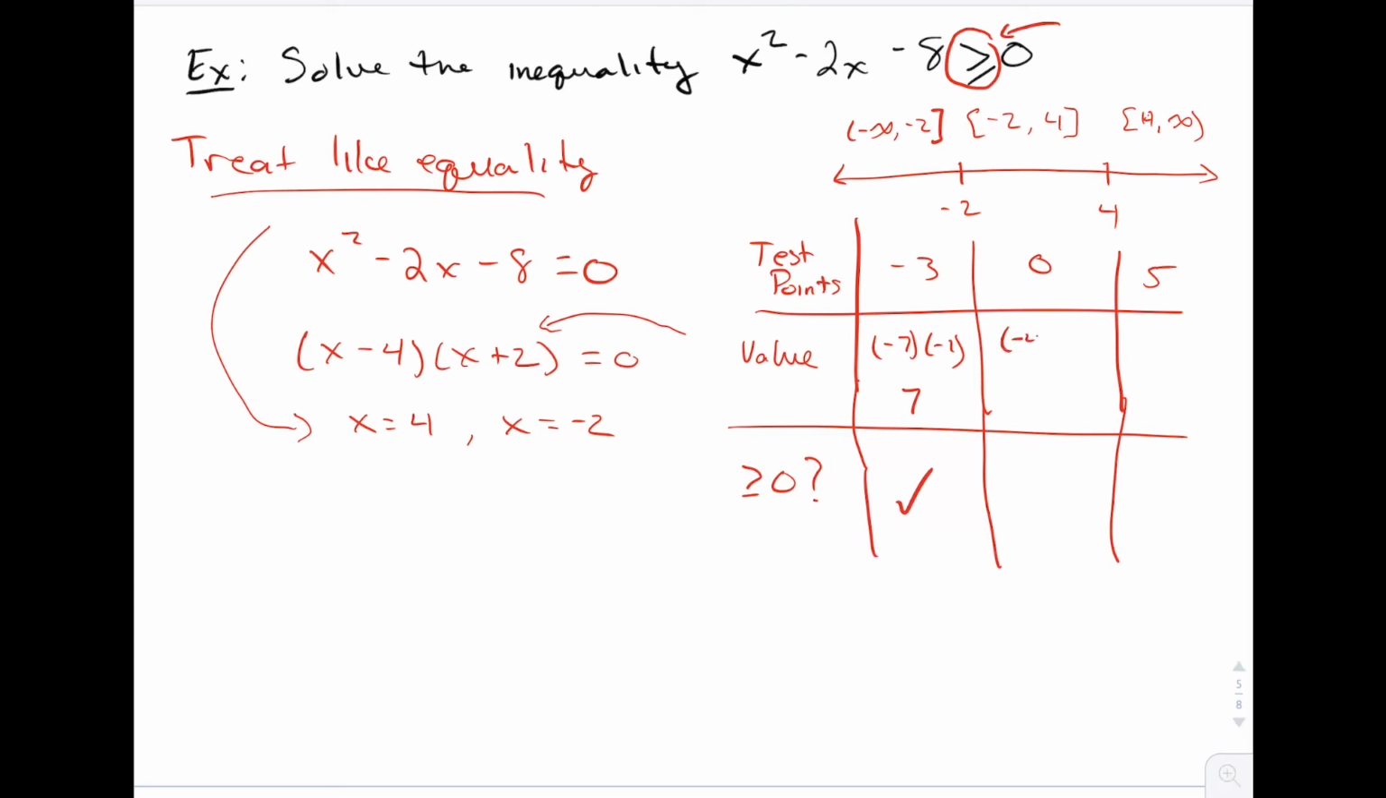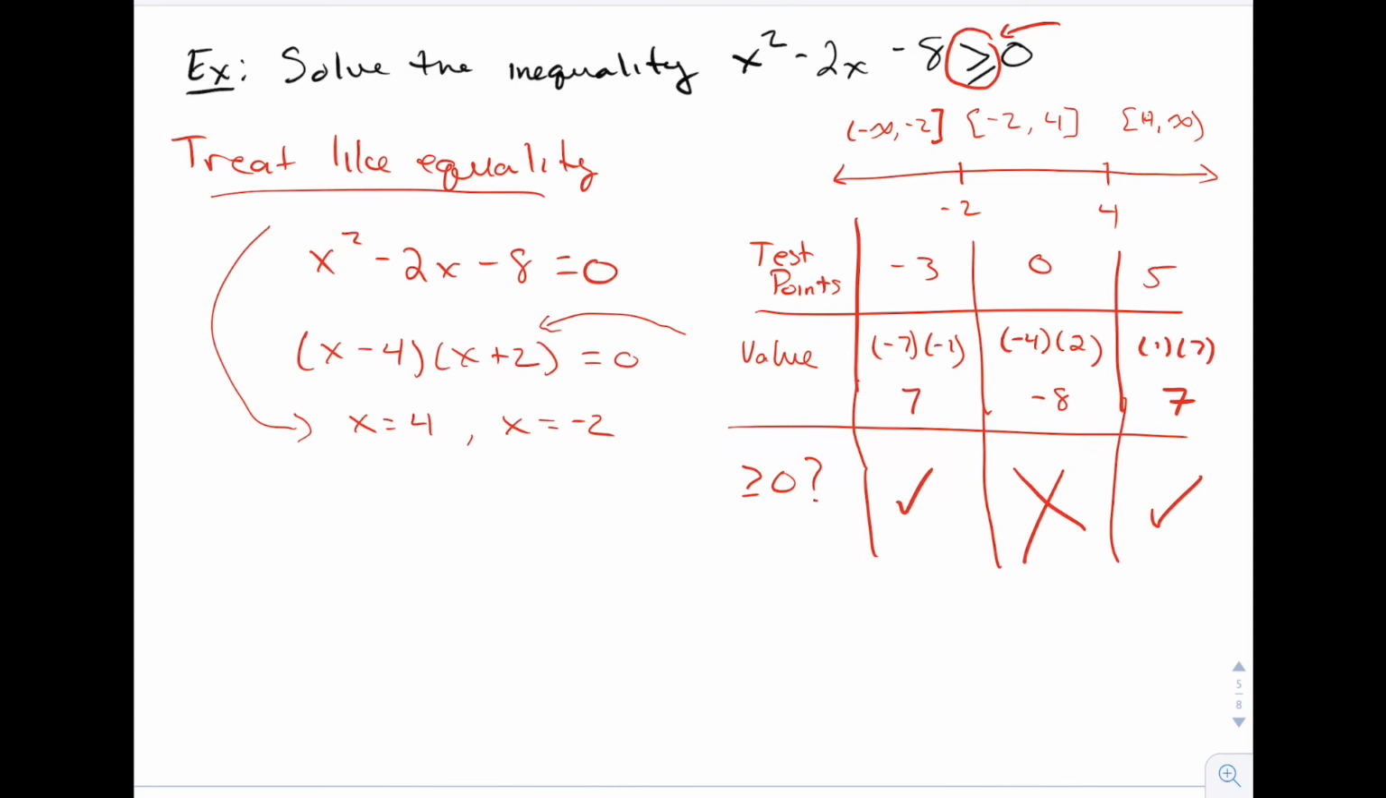So I'll move on to the next test point of 0, and I'll plug 0 in, and I'll get negative 4 and 2, which gives me an answer of negative 8. And so no, negative 8 is not greater than or equal to 0. And if I move on to 5, I'll get 1 and 7, and an answer of positive 7. That is greater than or equal to 0.